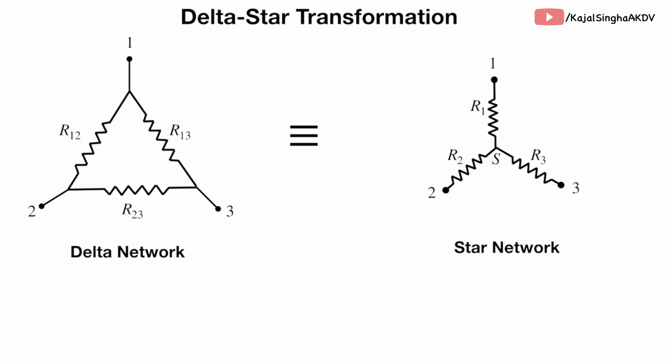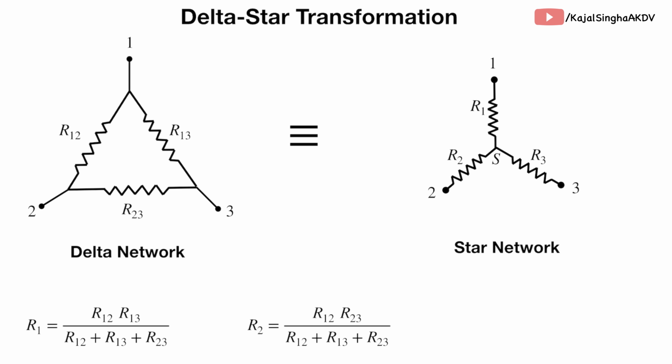Here the relation between these two sets of resistors are respectively R1 equals R12 into R13 by R12 plus R13 plus R23, that is the total resistance in the delta network. Similarly, R2 equals R12 into R23 by the total resistance in the delta network, and R3 equals R13 into R23 by the total resistance in the delta network.